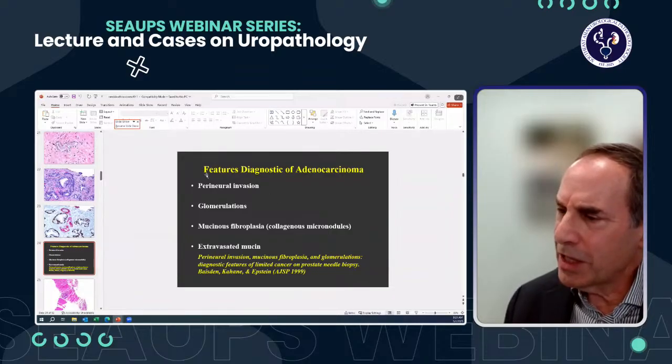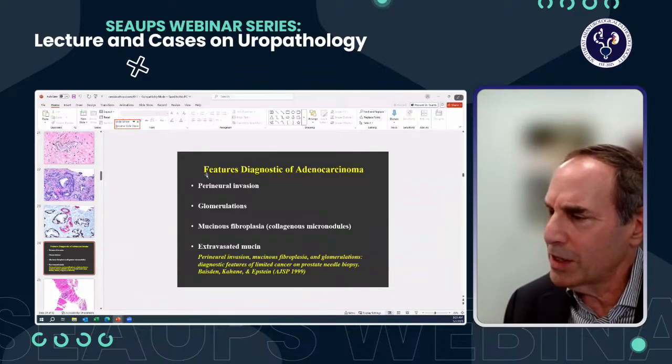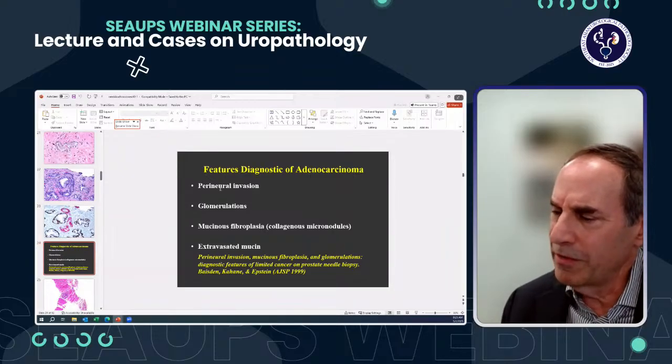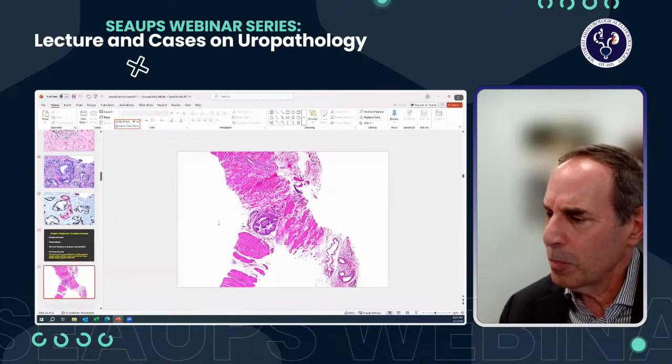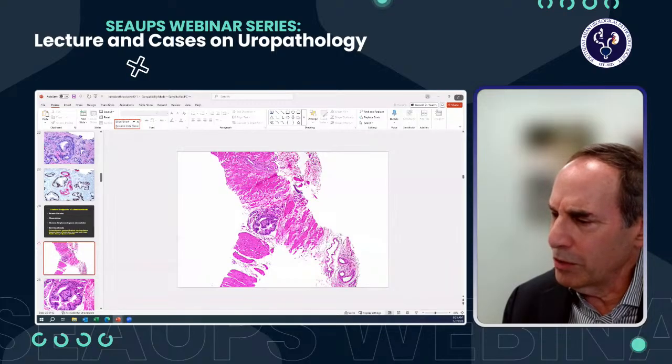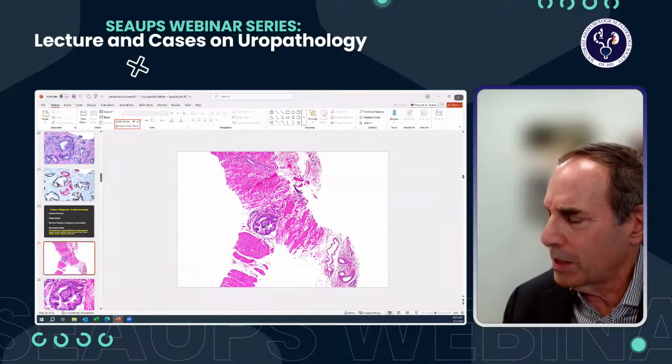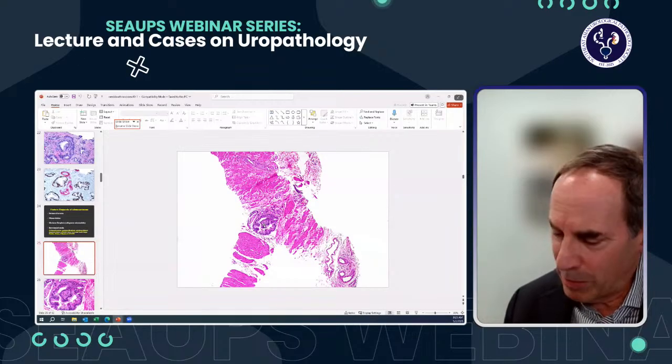Now, as I mentioned at the onset of the lecture, there are a few features that by themselves are diagnostic of prostate cancer. One is perineural invasion, another is glomerulations, another mucinous fibroplasia, and extravasated mucin. So sometimes perineural invasion, which is probably the most common of all these features that are pathognomonic of prostate cancer that I mentioned, can mimic a benign gland at low power because it can encircle a nerve and then open up to form a little larger gland around the outside that, if you're not careful, you might just overlook as a benign gland with maybe a little papillary infolding. So you want to carefully look at a gland that just has papillary infolding, but not a fibrovascular core.